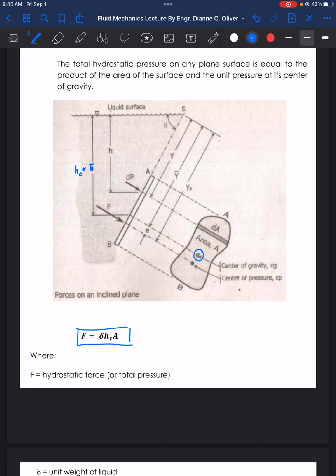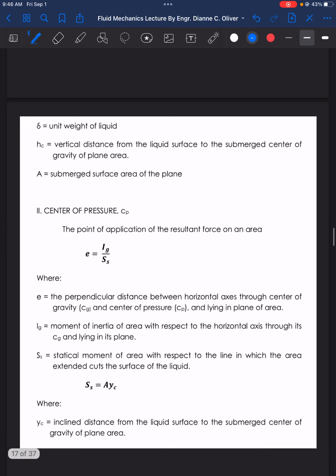It goes to the center of pressure because when it is being submerged, the pressure increases as you go deeper. That's why the center of pressure of any body goes lower than the center of gravity. Therefore, we will need to solve for the center of pressure. How do we solve for the center of pressure? We need to find the value of eccentricity E. So what is eccentricity E?